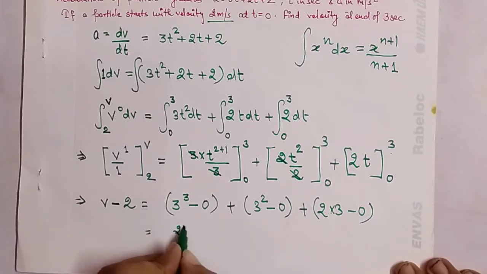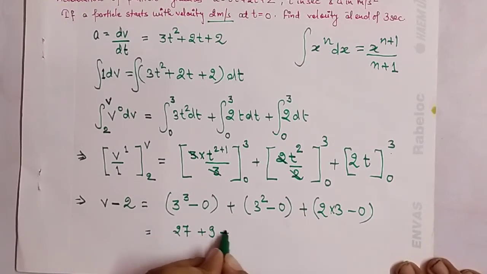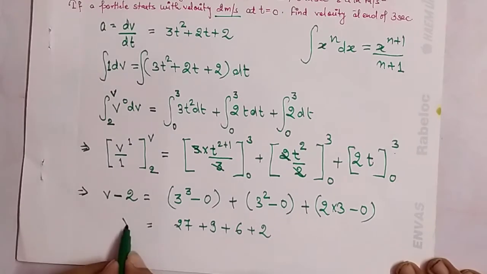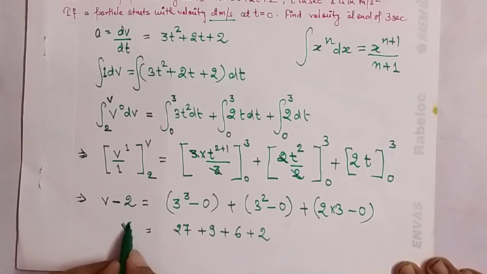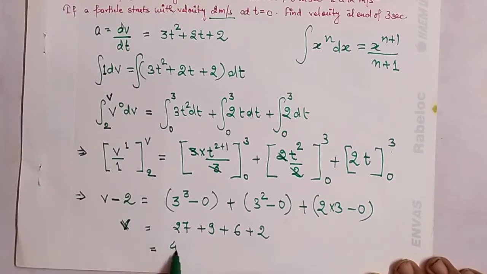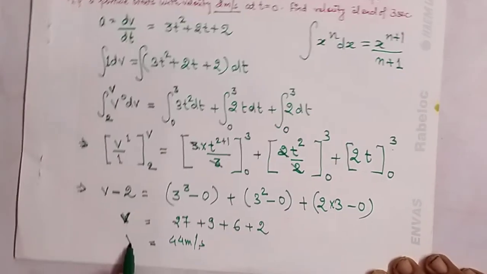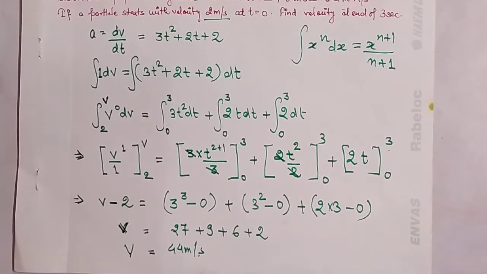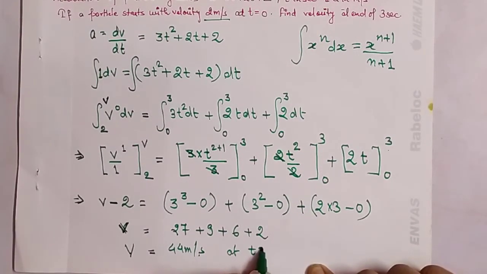So this will be 27 plus 9 plus 6, and let's bring the 2 on the other side, which is the value of v at 3 seconds. So if you sum up all the terms, the first two will make 33, then 35, and with the 9 that will make 44 meter per second, which is the correct answer, or you can say the velocity at t equal to 3 seconds.